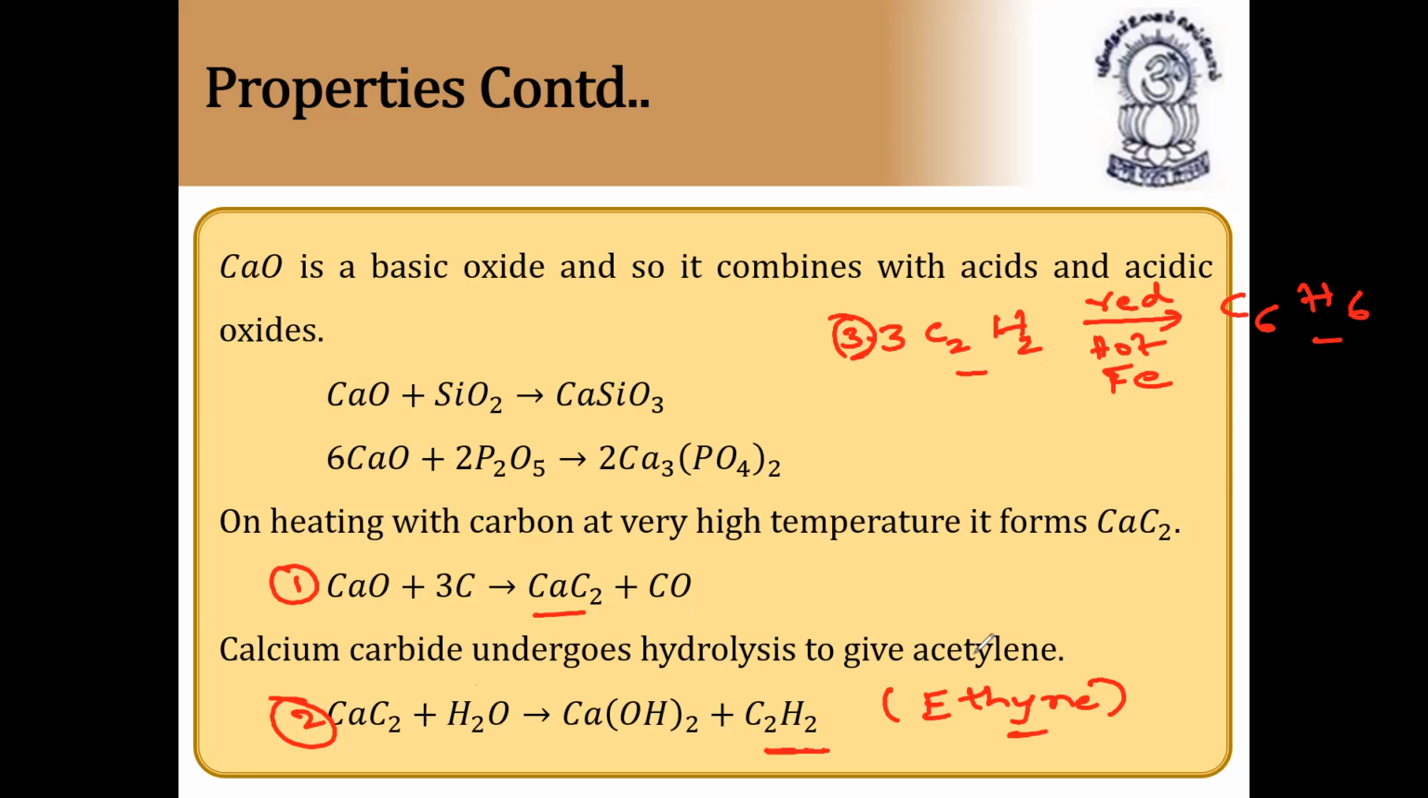So what are A, B, and C? They'll ask in the examination, a question based on reactions. First reaction: calcium oxide on reaction with carbon forms calcium carbide along with carbon monoxide. This calcium carbide on hydrolysis forms calcium hydroxide along with acetylene gas. 3 moles of acetylene when passed through a red hot iron tube form benzene. So starting with calcium oxide, it completes up to benzene.